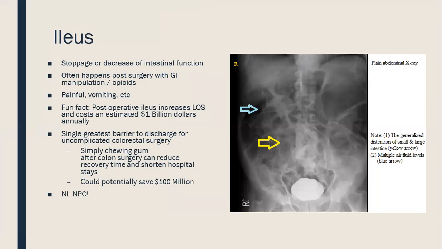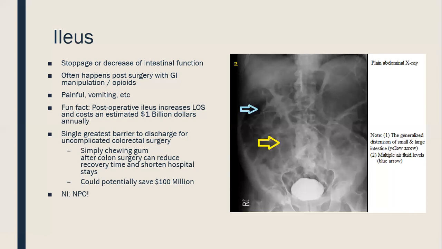Next up, we have an ileus, and an ileus is a stoppage or decrease of intestinal function, and this often happens post-surgery with GI manipulation, especially if you have a surgery and you're taking opioids for it, and can lead to painful issues in the gut, vomiting, a number of GI symptoms. And something that I found particularly interesting is that a postoperative ileus, which is very common, increases our length of stay in the hospital and costs an estimated $1 billion a year, billion with a B.